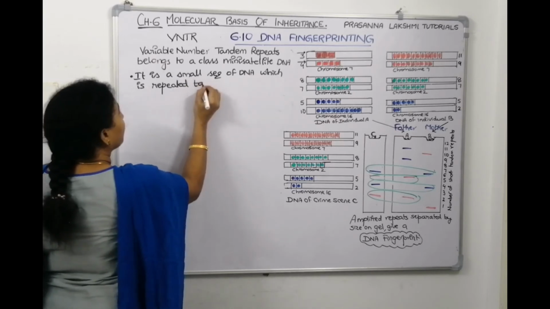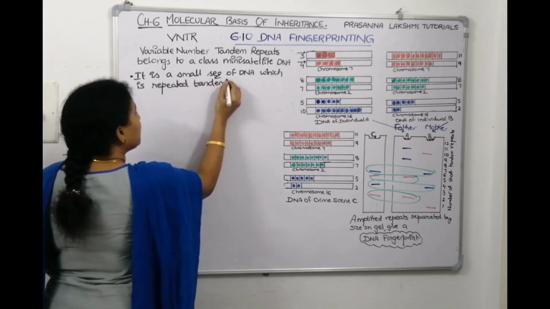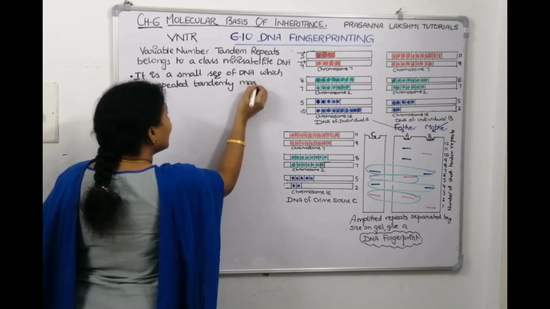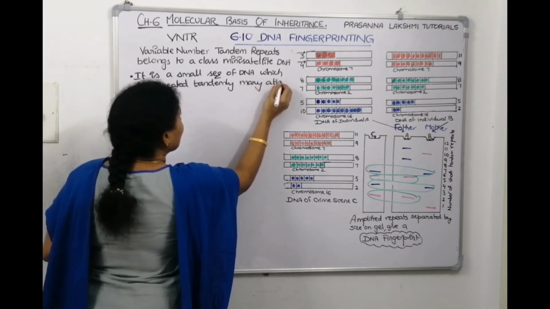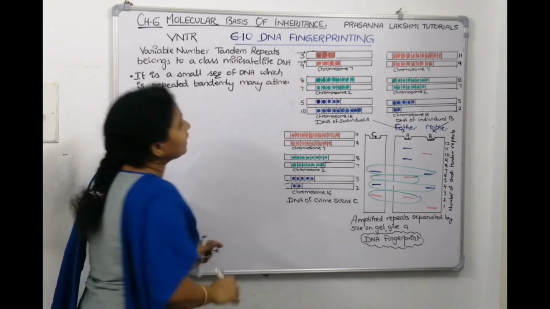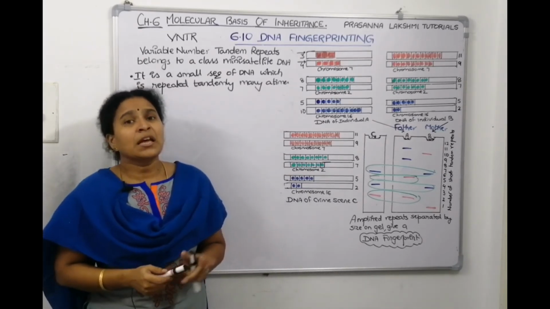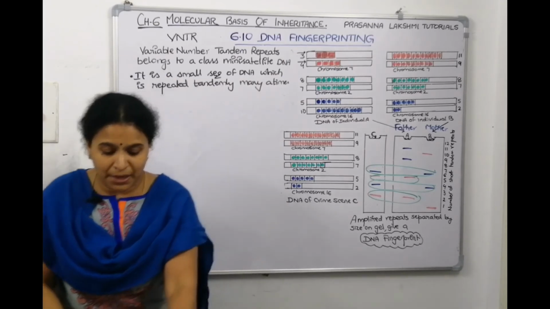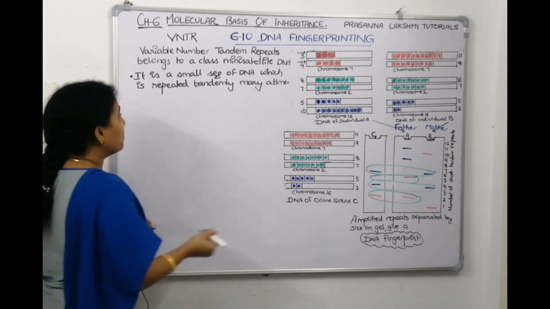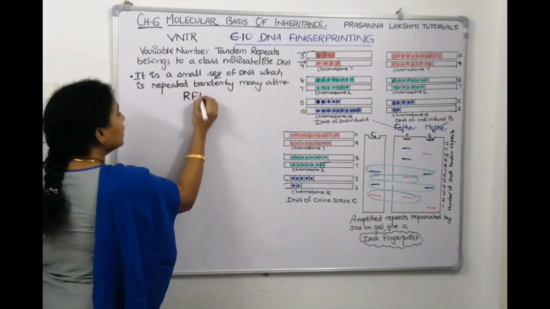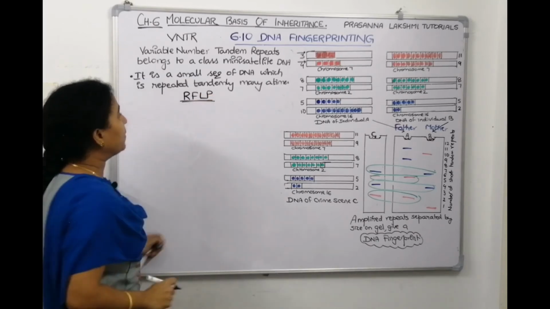tandemly, many a times: 3 times, 4 times, 8 times, 7 times. It's a small DNA which is repeating many a times, and this VNTR is giving a pattern called RFLP. You know what is RFLP?